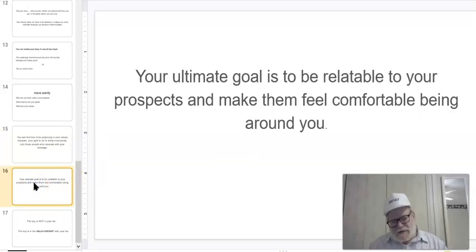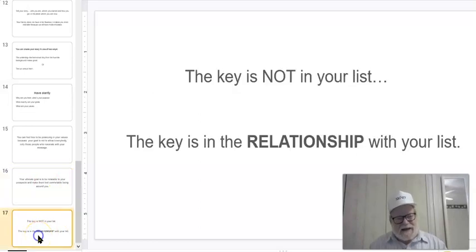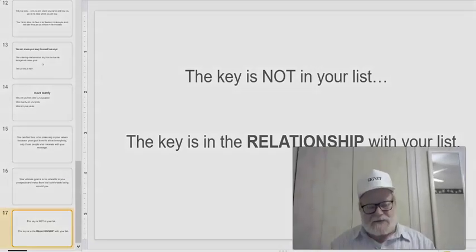Your ultimate goal in branding yourself is to be relatable to your prospects and make them feel comfortable being around you. That's the whole key to everything. If you can do that, you're going to gain the trust and the authority and the admiration you need to become successful. The key is not in your list. The list is just an asset that you're going to use. But the key is in the relationship with your list. Do not forget that word. You need to build a relationship with your list, because every affiliate marketer has a list, but they don't always work well. So that's a key that you have got to remember.